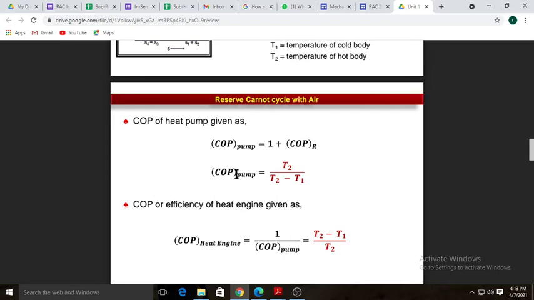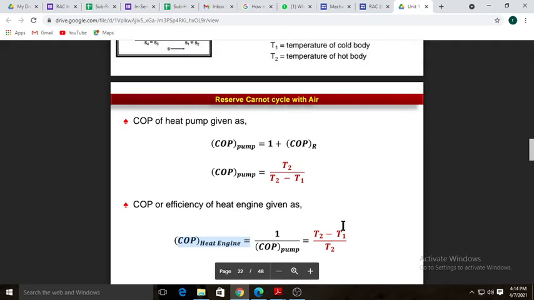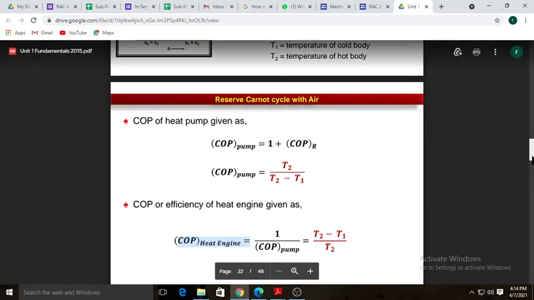You know, in the case of a pump, the main aim of the pump is to supply heat to the high temperature body. We will see this in the next slide. And the COP of heat engine is 1 upon COP of pump, which equals (T2 minus T1) upon T2.